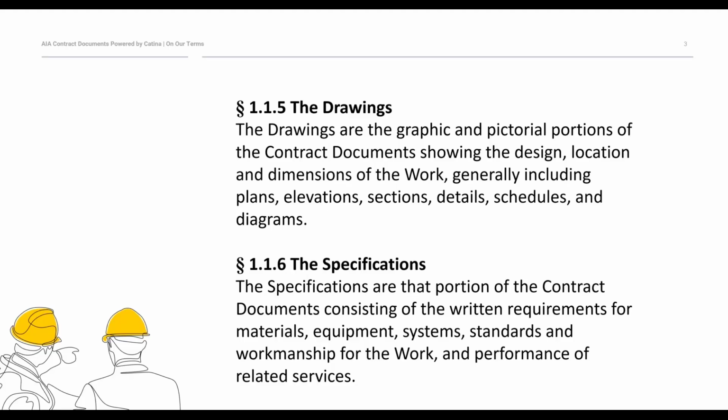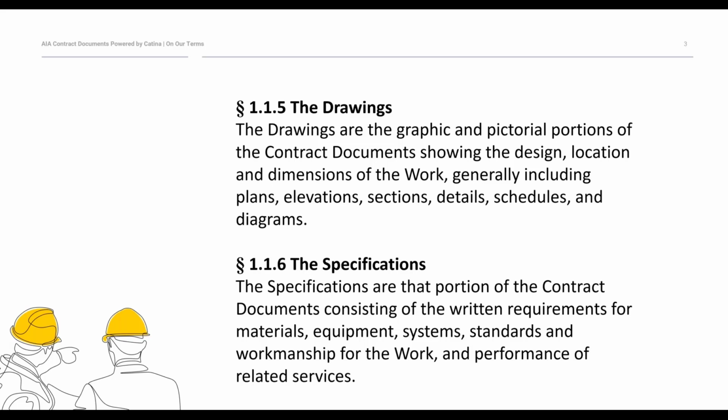So section 1.1.5 of the A201 is where you're going to find formal definitions for the drawings. Section 1.1.6 is where you'll find the definition for specifications. Starting with drawings, section 1.1.5 defines drawings as graphic and pictorial portions of the contract documents showing the design, location, and dimensions of the work, generally including plans, elevations, sections, details, schedules, and diagrams. The first thing to note about this definition is that the drawings are considered contract documents. So in other words, they make up one component of the contract between the owner and contractor.